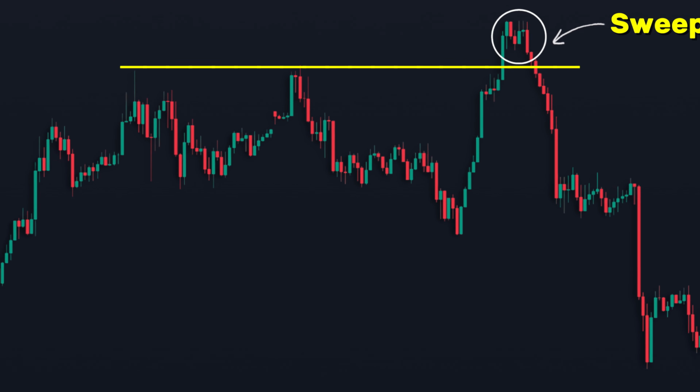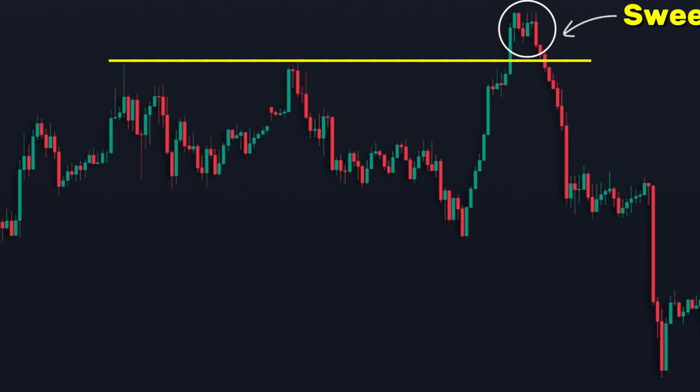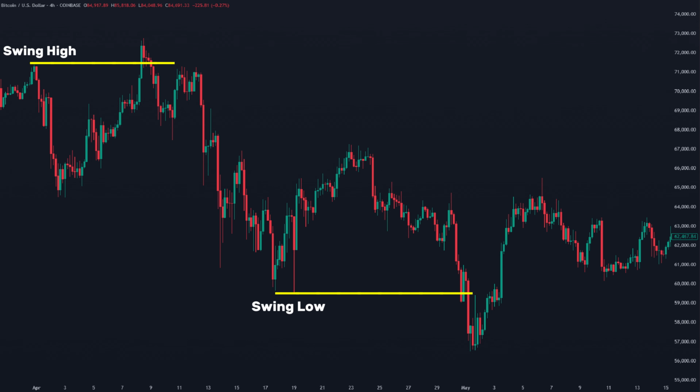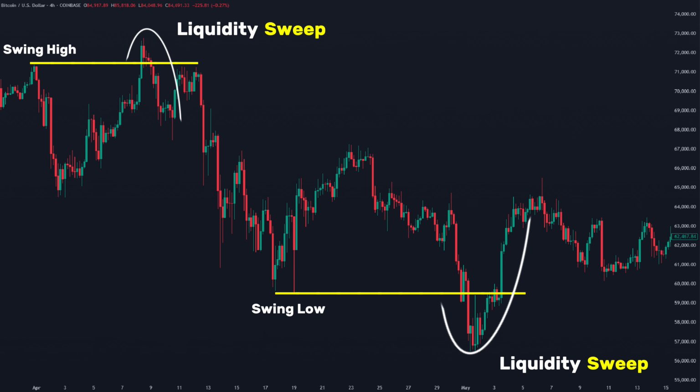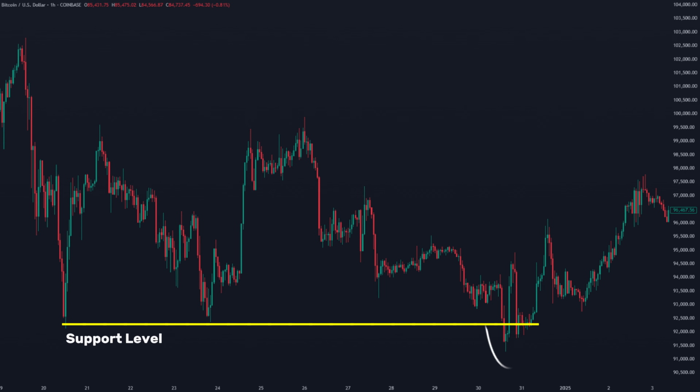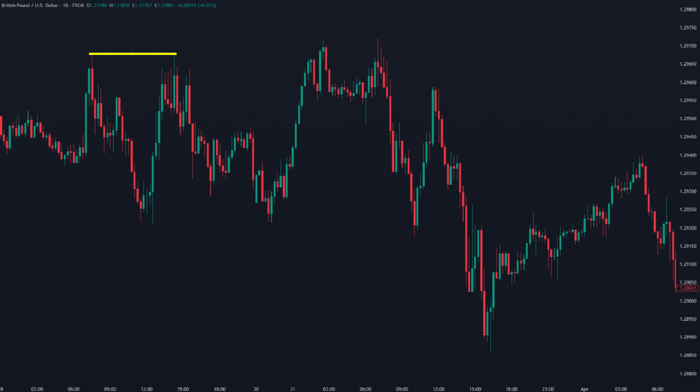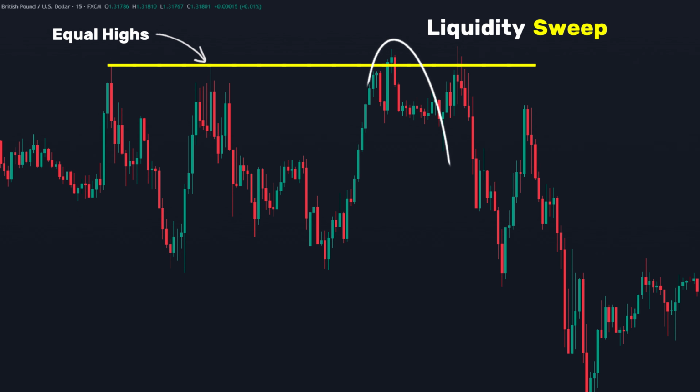So, where do these insane pools of orders build up? Here are the most common areas. First, the liquidity builds above and below key swing highs and swing lows because retail stops and breakout orders cluster here. Second, support and resistance levels are obvious zones that attract orders and stops. Equal highs and equal lows are another obvious spot for liquidity pools. Check this out. When price makes equal highs, double tops, or equal lows, double bottoms, you can bet there's a massive cluster of stop losses and breakout orders just above or below. These are like magnets for price.